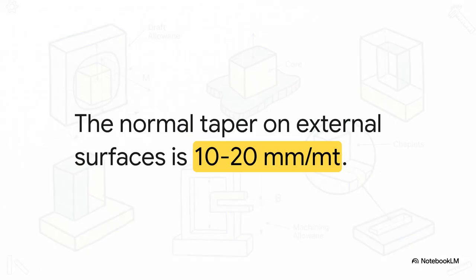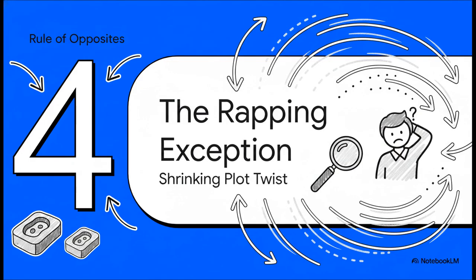To make that wedge-like separation work, engineers adhere to a standard rule. The normal amount of taper on external surfaces is between 10 and 20 millimeters per meter. It's a really subtle slant, often totally invisible to the untrained eye, but it's absolutely essential. It allows the mold to lift out cleanly without the operator having to aggressively shake or damage the sand cavity. Next up is Section 4, the wrapping exception, the shrinking plot twist.